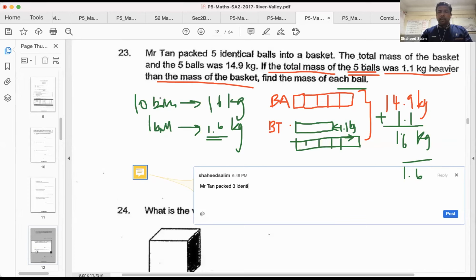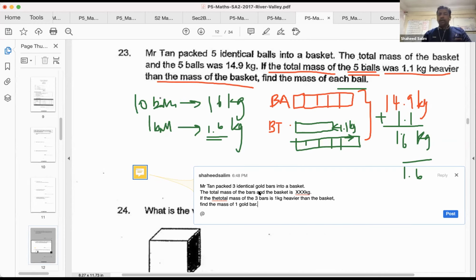3 identical bars lah. Gold bars. Then the total mass of the bars and the basket is, I will give you this in a moment. Let me calculate. Hold on. If the total mass of the 3 bars is 1 kg heavier than the basket, find the mass of 1 gold bar.